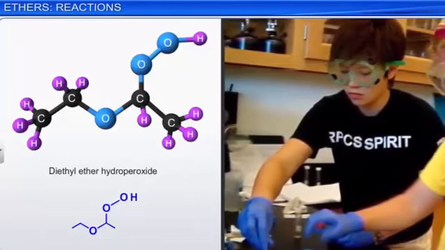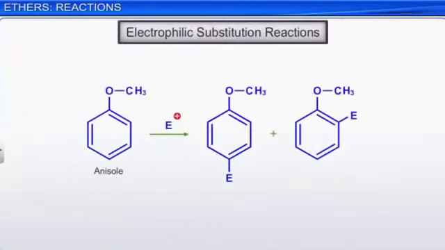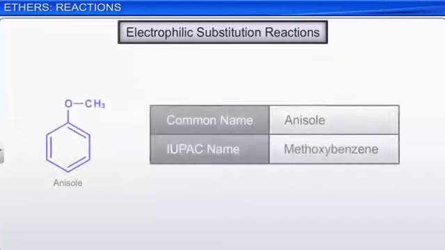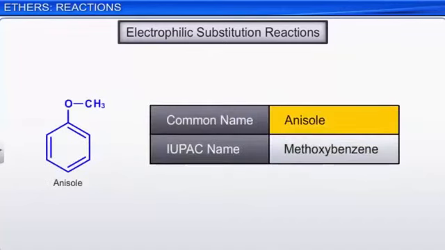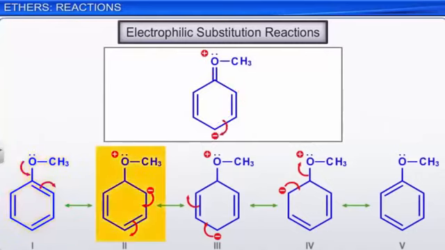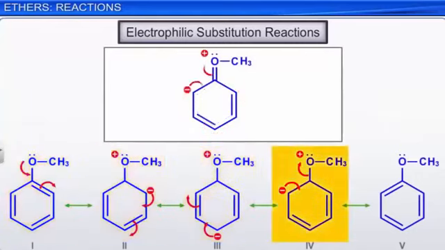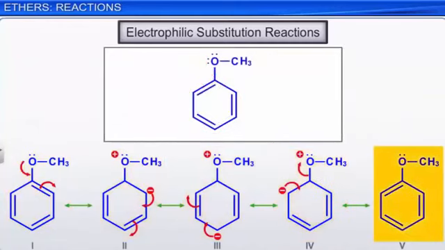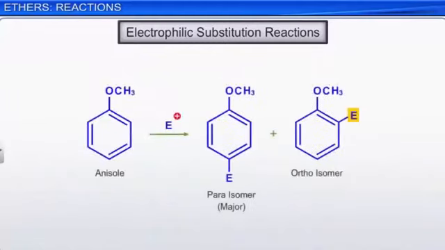Let us now look at electrophilic substitution reactions of anisole, which is an alkyl aryl ether. Anisole is the common name for methoxybenzene. The lone pair on the oxygen atom of the methoxy group activates the ring towards electrophilic substitution as shown in their resonance structures. Hence, it is ortho-para directing. The para isomer is the major product due to steric hindrance at the ortho position.